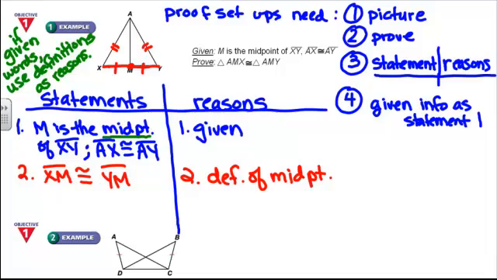Now I certainly do not see bow ties in this picture, but I do see this common side right here that both triangles have. I get to mark that side congruent because of the reflexive property. So I need to write it down because I marked it. I know AM is congruent to AM because of reflexive property.